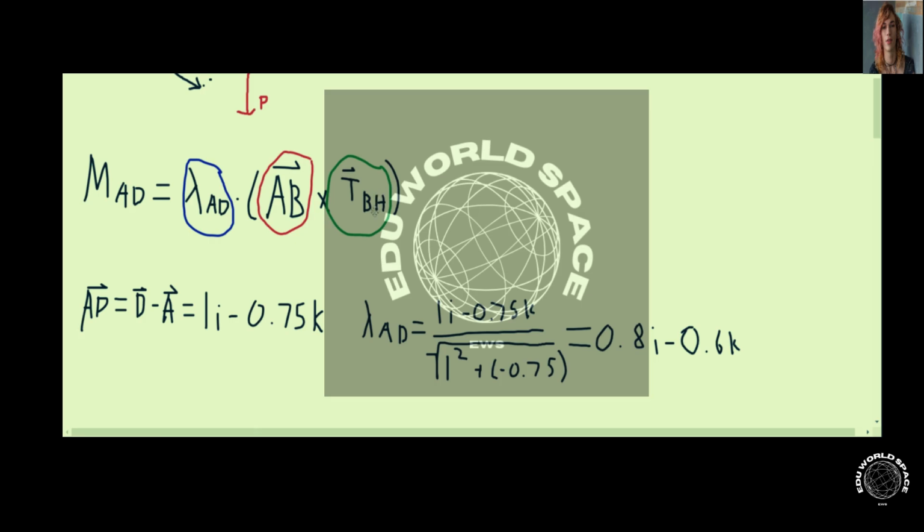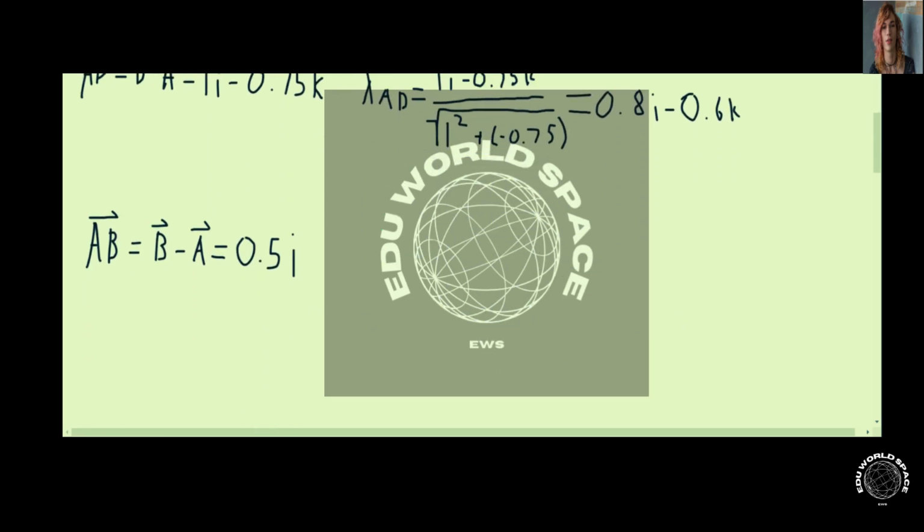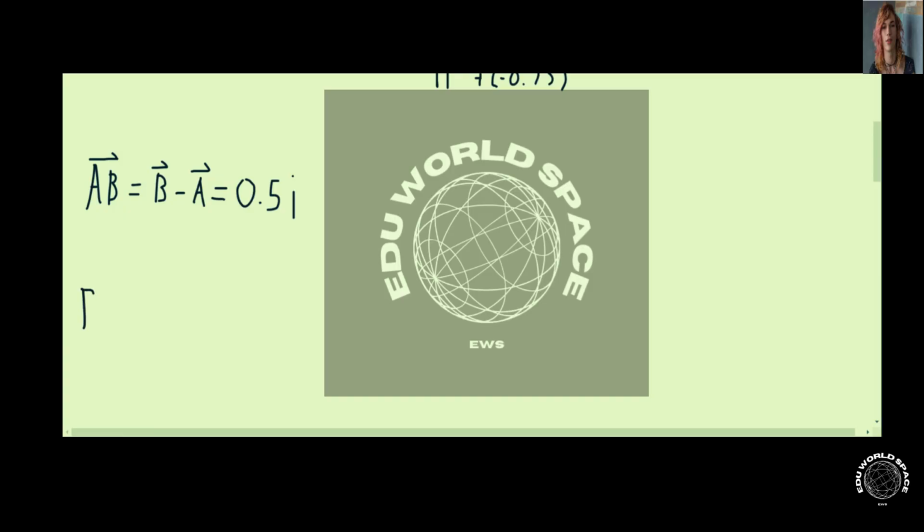So we need to first find the BH vector. So BH vector, it's going to be equal to the H vector minus B vector, and that will give us a vector of 0.375i plus 0.75j minus 0.75k.